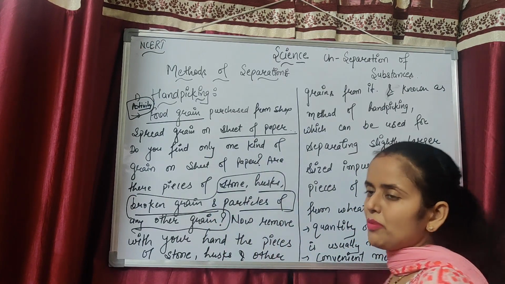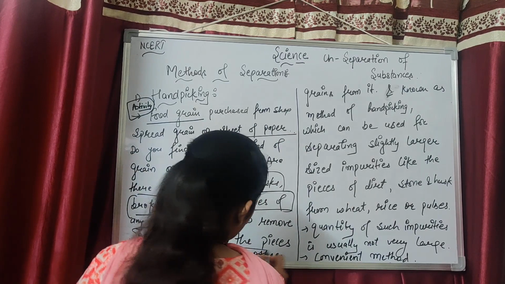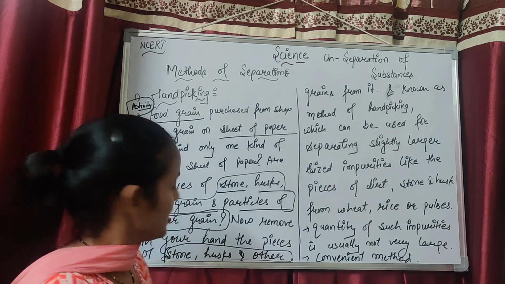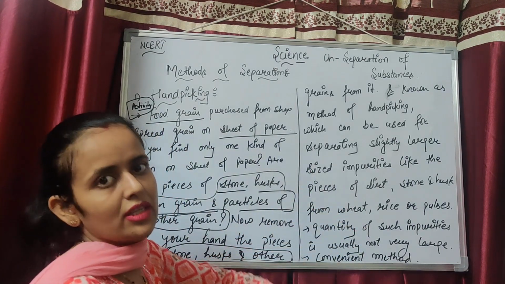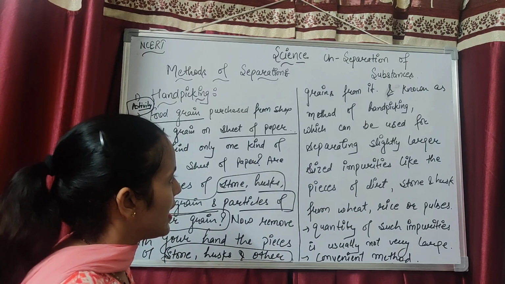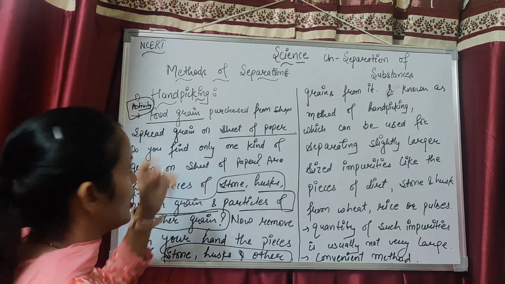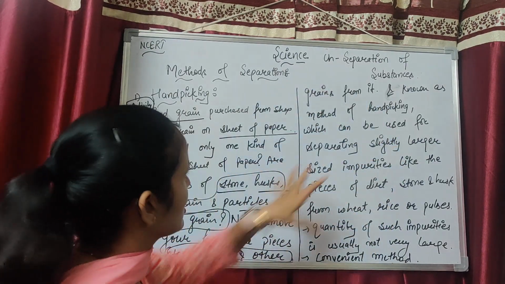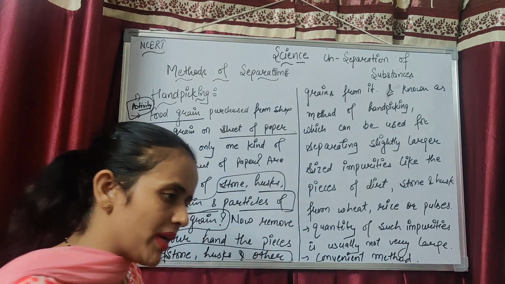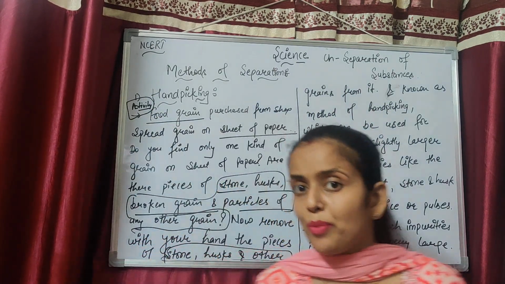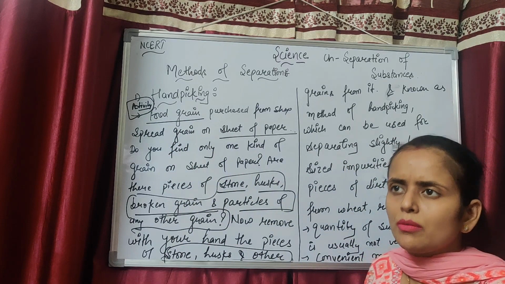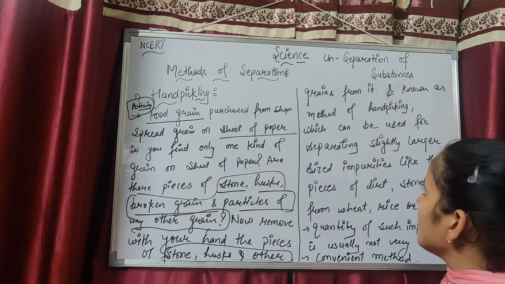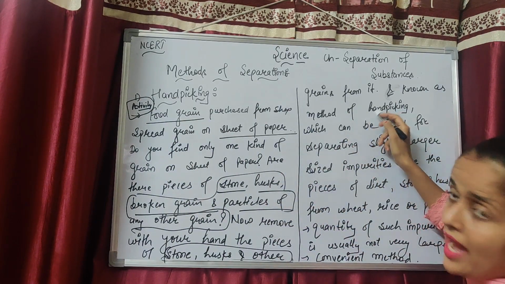Now remove with your hand the pieces of stone, husk and other particles. Stones are easily hand picked from the grains, and husk also, and the other particles also. So there is no problem in doing hand picking in this example of food grain spread on a sheet of paper. This method is known as the method of hand picking. If we pick the impurities from our food grains, rice or pulses by our hand, then the method is known as hand picking.